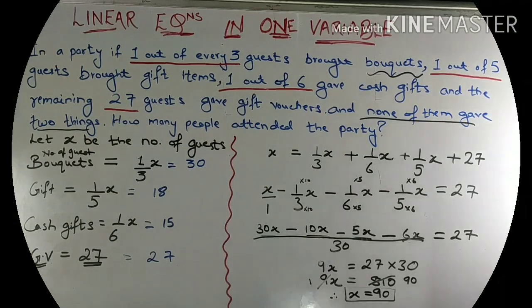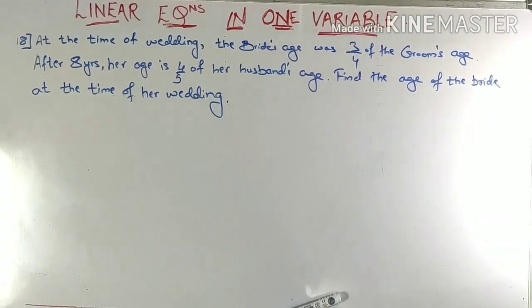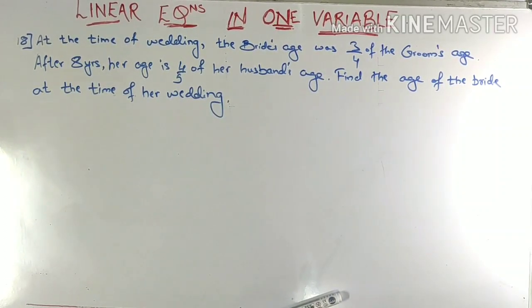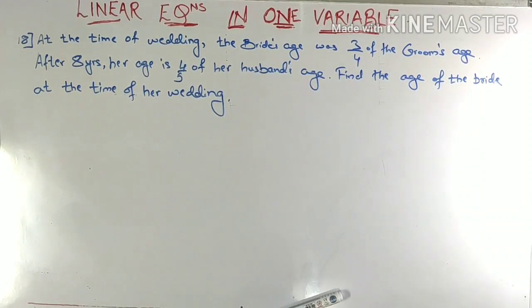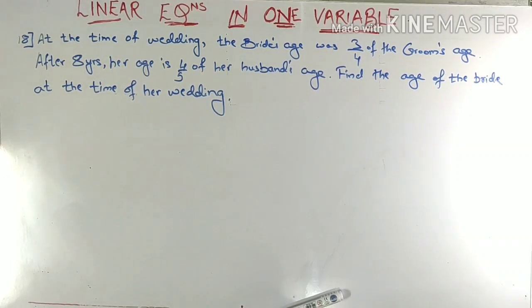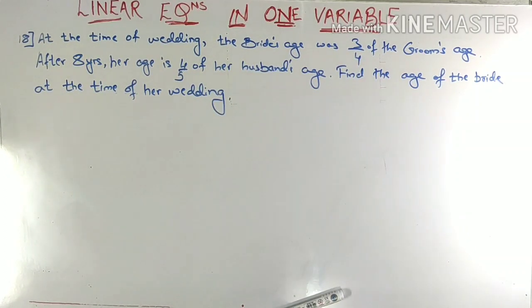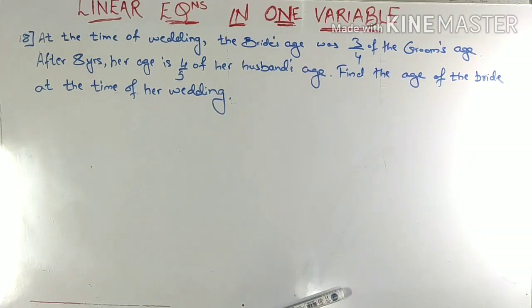Moving on to the next one. At the time of wedding, the bride's age was 3/4 of groom's age. After 8 years, her age is 4 by 5th of her husband's age. Find the age of the bride at the time of her wedding. So again, we need to tabulate the data in the form of a timeline, and then collect and frame the data in the form of linear equation in one variable.